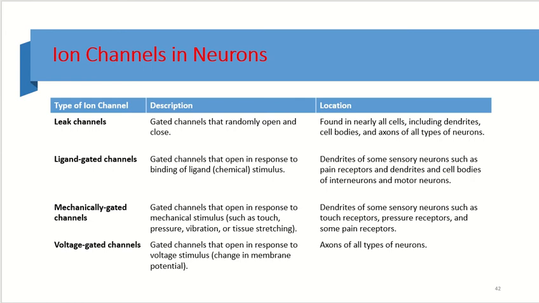And then this here is just a really handy table of the various types of ion channels that are found in neurons, as well as a description of them, as well as the locations where they're typically found.